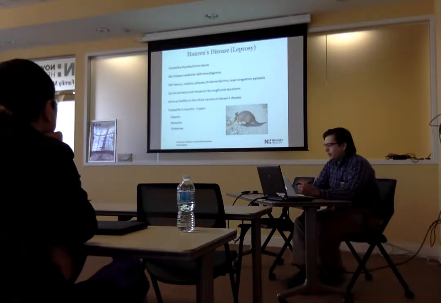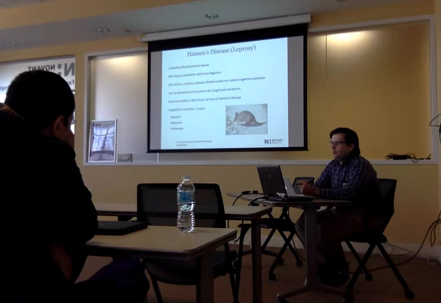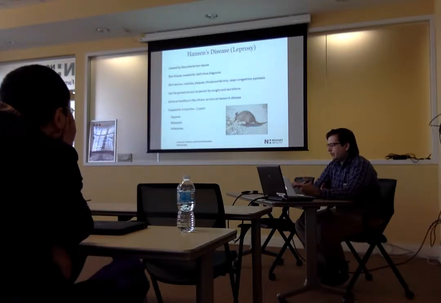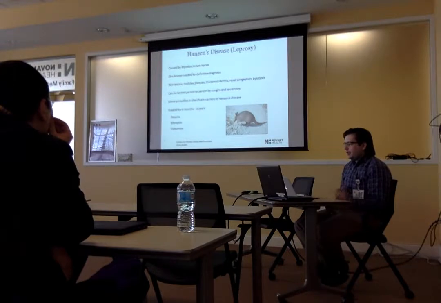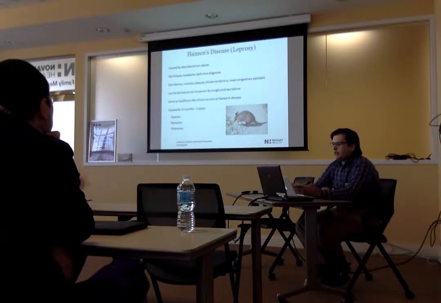Now, interestingly, there's a couple different ways that this can present. We can think of it as skin lesions, more derm in nature, so with nodules, plaques, thickened dermis. So actually, skin biopsy is needed for a definitive diagnosis. However, patients can get other complications from this, including nerve damage, which is where you get the significant disability from. It can be spread person to person by coughs and secretions. And then interestingly, some armadillos in the U.S. are actually carriers of Hansen's disease.